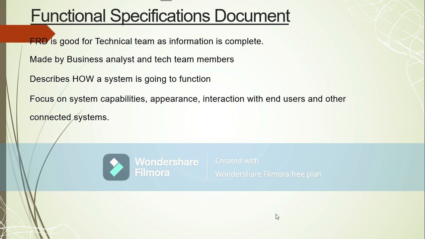Then we have the functional specification document. Functional specification document is, in other words, in agile we do call it as a technical specification document as well. So it's completely technical document, which if somebody is not from a technical background, will not be able to understand it in a proper way.